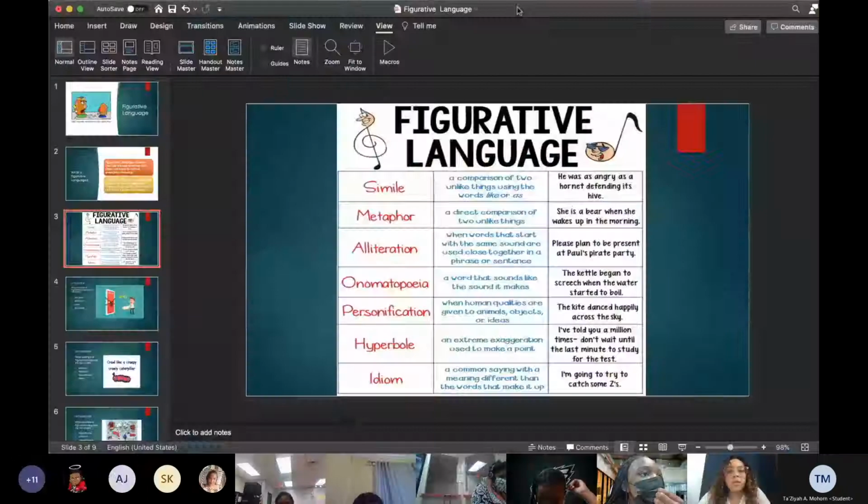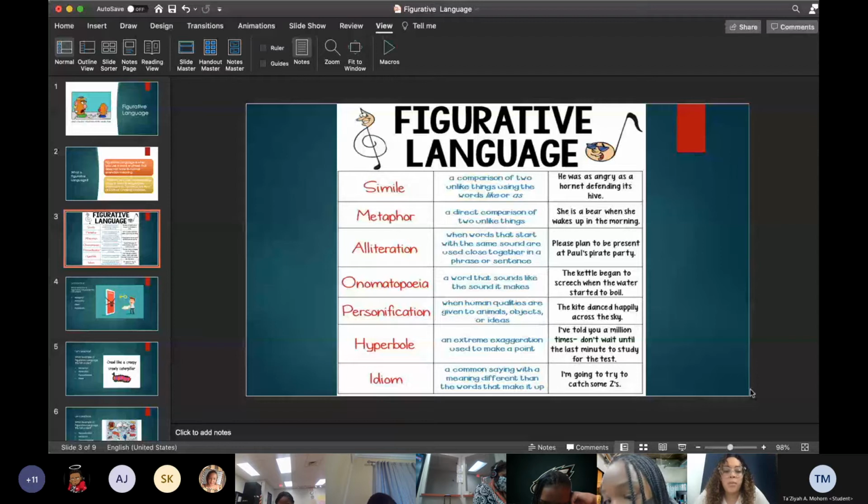All right, so now we're going to go back into our PowerPoint and we're going to review some of the examples that we actually saw inside of the video. So we have a simile, a metaphor, alliteration, onomatopoeia, personification, hyperbole, and idiom. A simile is a comparison of two unlike things using the words like or as. An example would be: he was as angry as a hornet defending its hive.